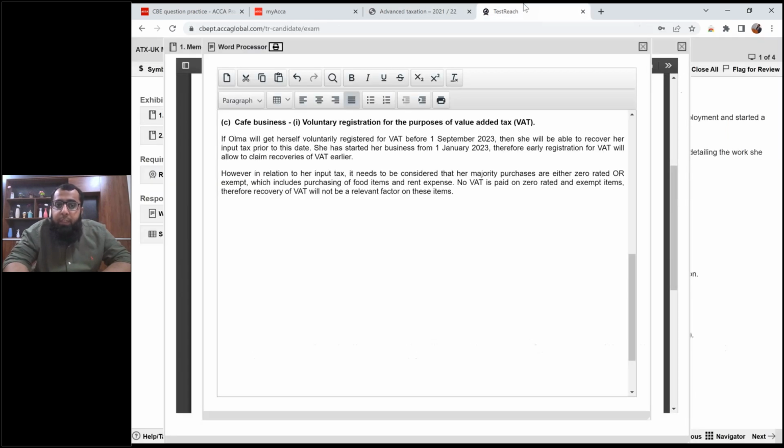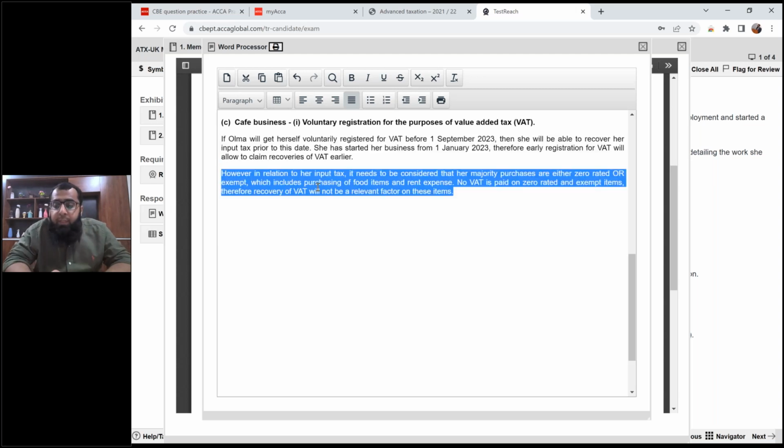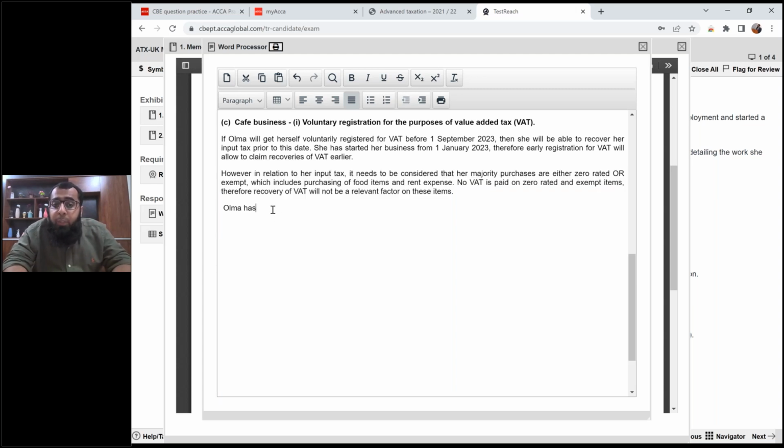Coming back to the question. If Alma will get herself voluntarily registered for VAT, she will be able to recover input tax prior to the 1st September 23. As soon as you get registered, you can start recovery of VAT. Okay? But she needs to consider that her major purchases are food items and rent expenses. No VAT is paid on them, so there is no recovery factor in relation to it.